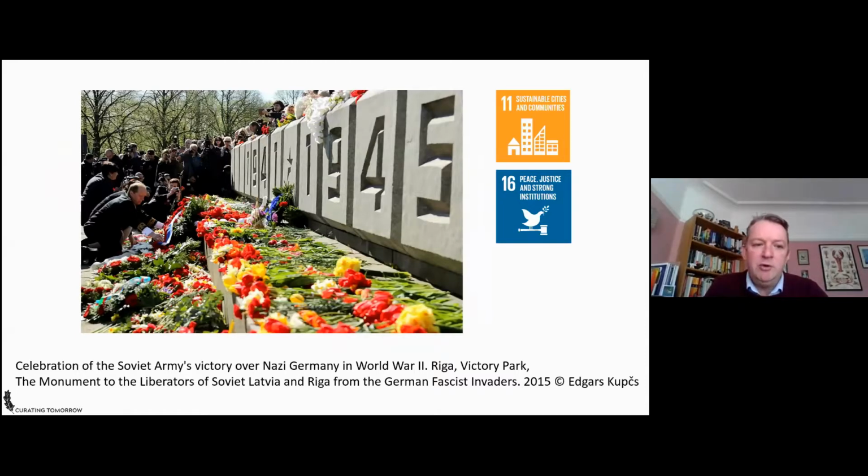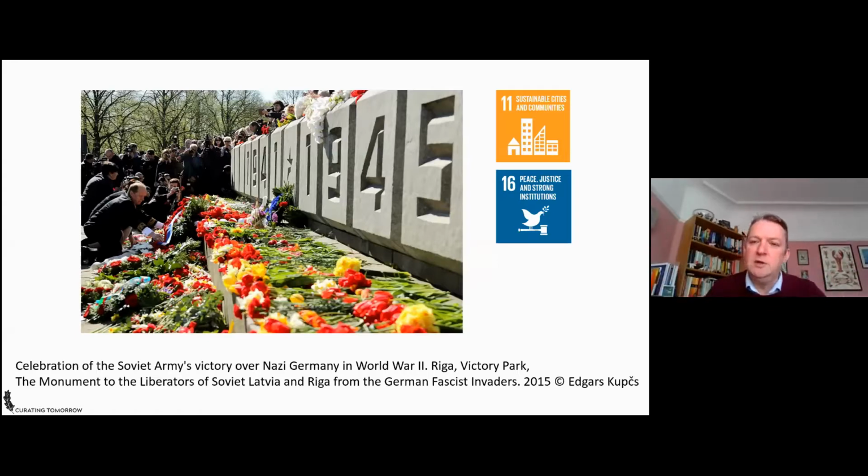And then a particularly contentious issue is around a memorial. As I mentioned before, memorials can become a kind of focus for the tensions that exist more broadly. The celebration of the Soviet Army's victory over Nazi Germany in World War II in the Riga Victory Park was also the start of Soviet occupation of Latvia. So here we have two extremely different interpretations of the same event. That's not so much to do with inequality, it's to do with different perspectives.